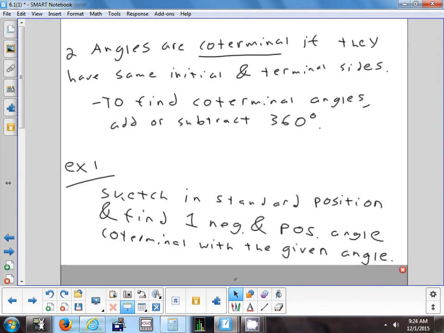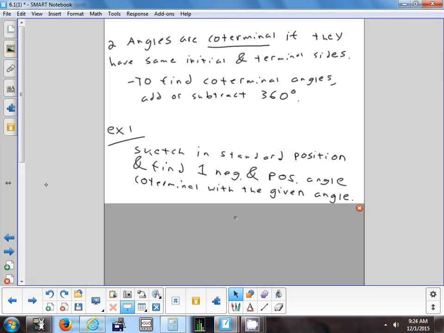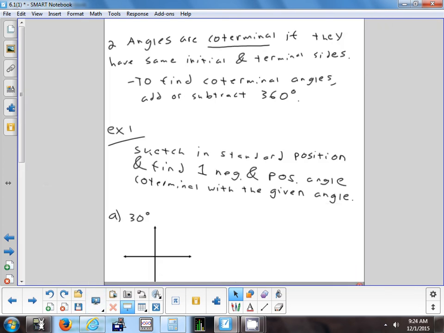Okay, so what we'll try doing is we'll sketch an angle in standard position. They'll give us an angle, and then we'll find two angles that are coterminal with it. We'll find a negative one, and we'll find a positive one. And to do that, just keep in mind the trick for finding coterminal angles. So let's start with 30 degrees. We're not going to use a protractor. It doesn't have to be perfect, but it should be a reasonably good sketch.